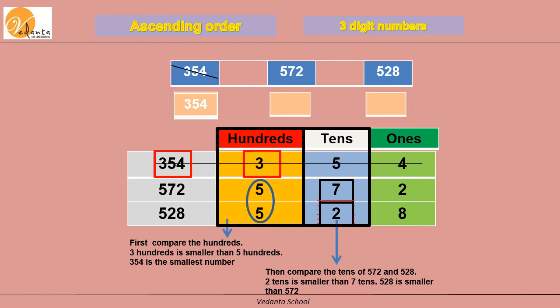So 528 is the smaller number. So you will cut that and write that in the second position. Let's cut that also. Next, the only number that is left is 572. So you will cut that also and write it in the last position.